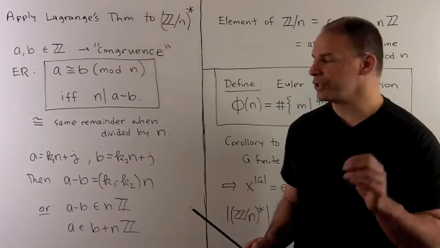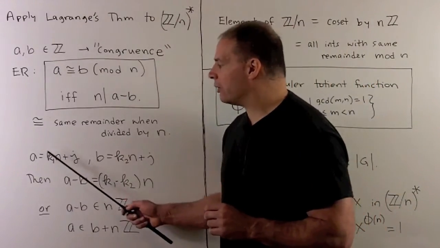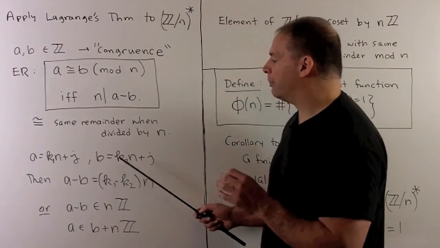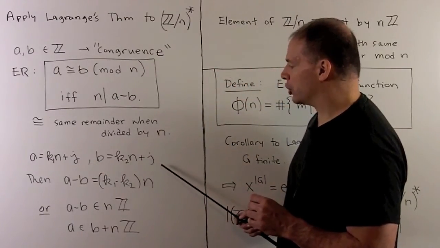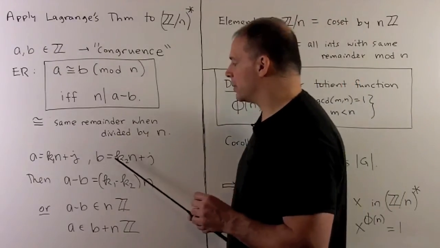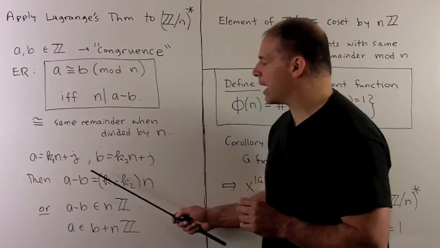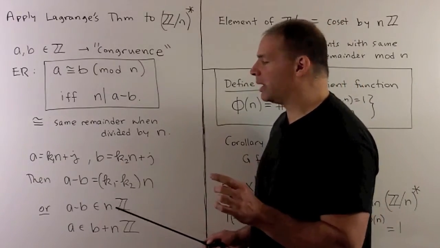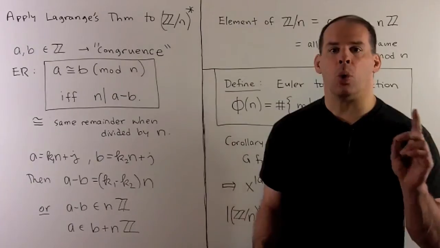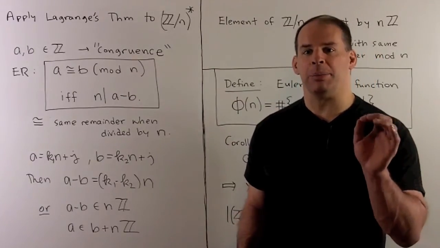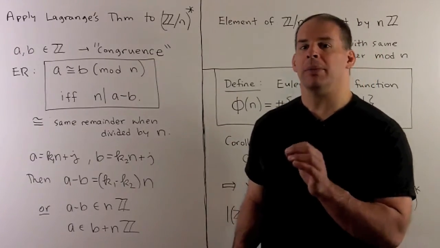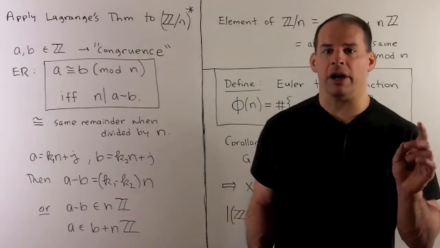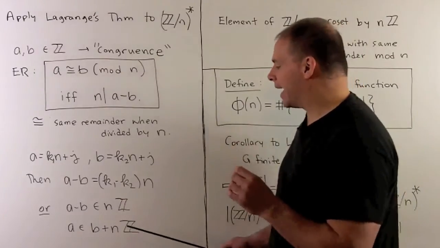Let's look at the equations. So we have A as a multiple of n plus remainder j. I can write B as a multiple of n plus remainder j. And if we take the difference, the j's go away, and we have A minus B is a multiple of n. So A minus B is an element of n times Z, or A is in B plus nZ. So in the language of quotient groups, we're saying that A and B are in the same coset by n times Z.